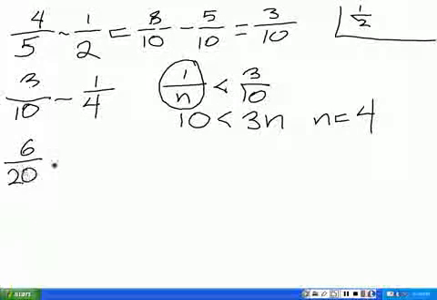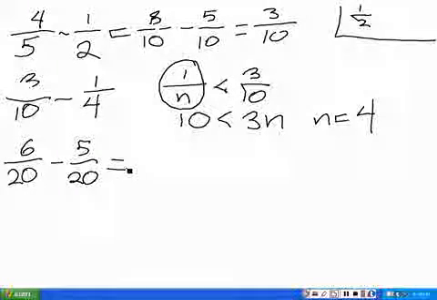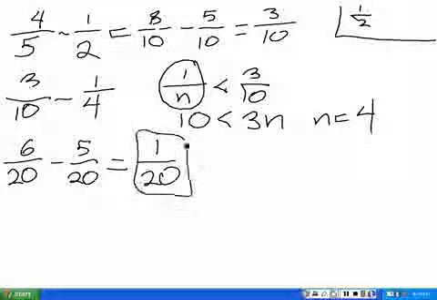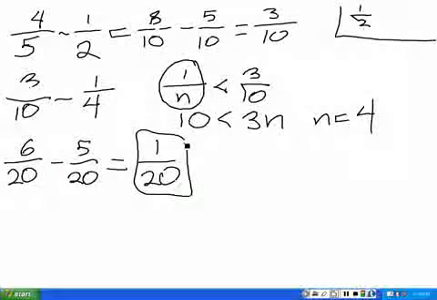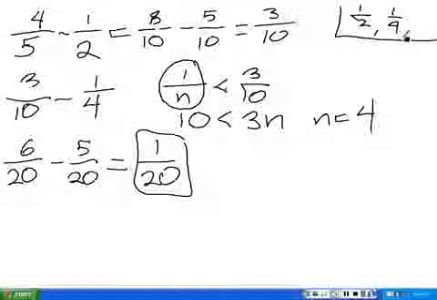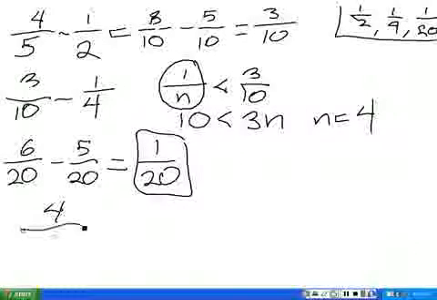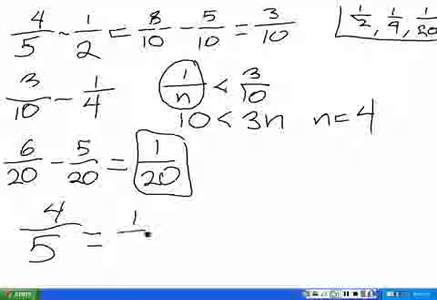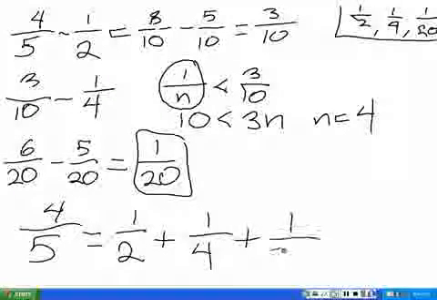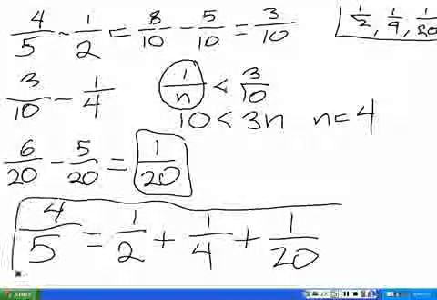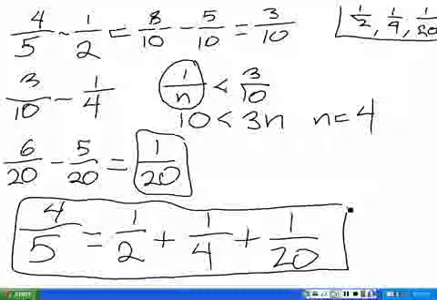Okay, so let's see how this works. I get 6/20 minus 5/20, and that gives me 1/20, which is a unit fraction. So what did we find? We had 1/2, and then we got 1/4, and then finally 1/20. So I can say that 4/5 is equal to 1/2 plus 1/4 plus 1/20, and that is my expression for 4/5 as a sum of unit fractions.